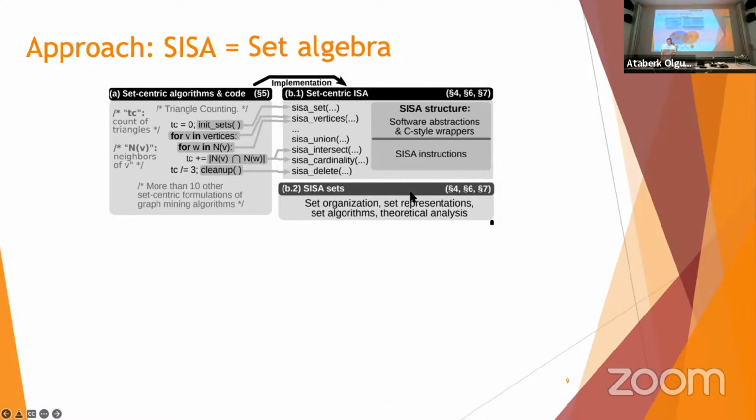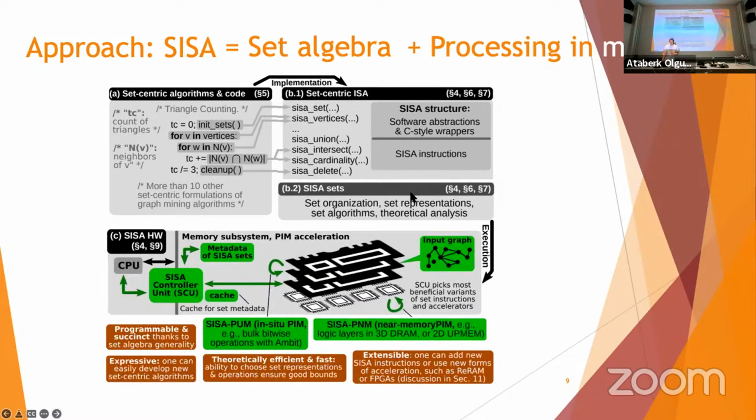And the second part of SISA is processing in memory. This is the overview of it. We've got a control unit that schedules the instructions. And we've got processing using memory and processing near memory to execute instructions.